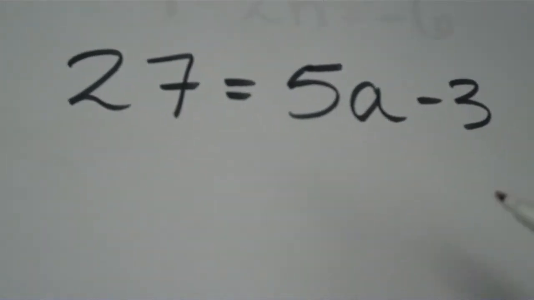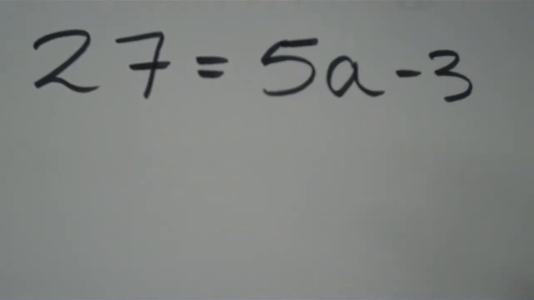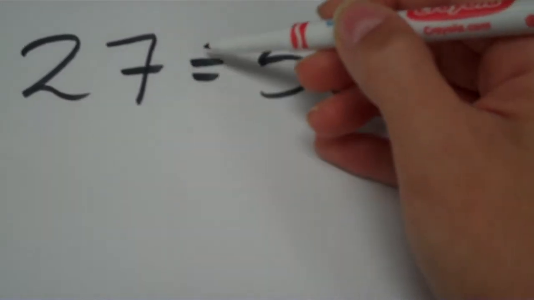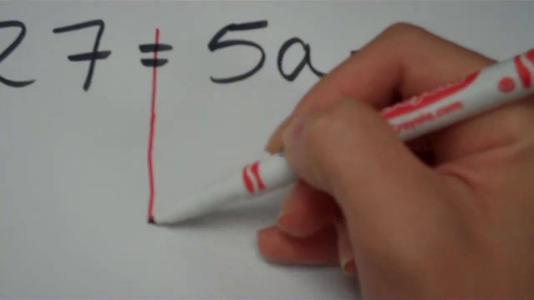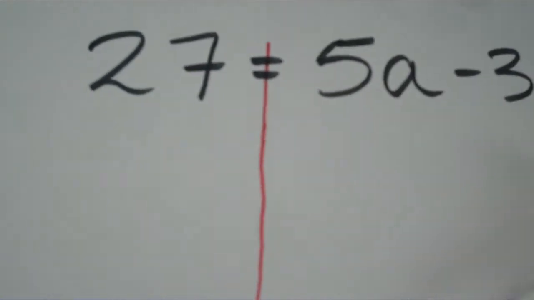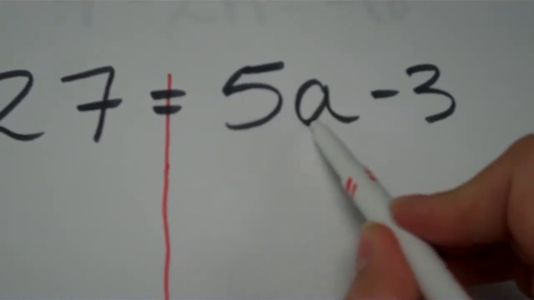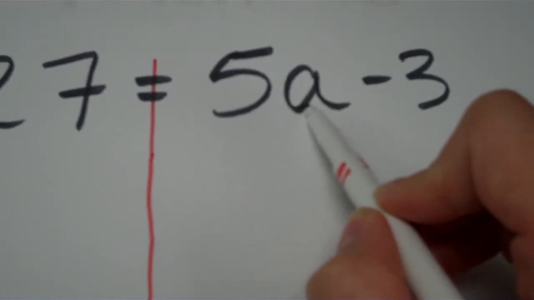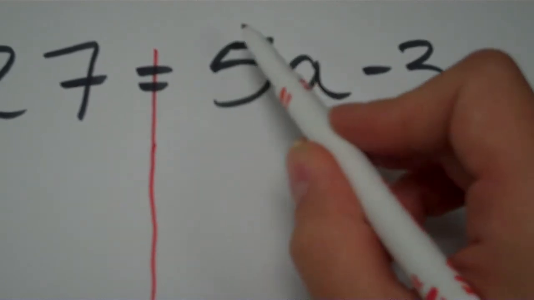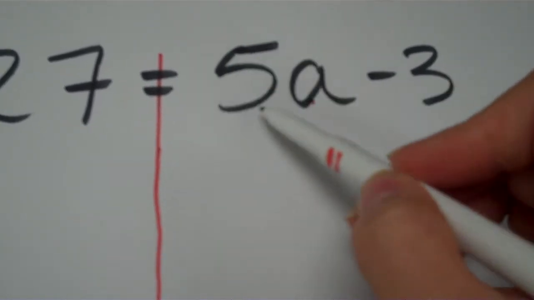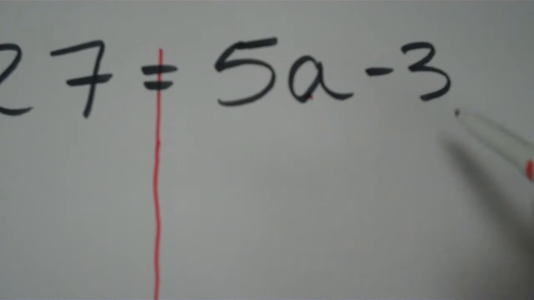Let's do another example. Write it down. 27 equals 5a minus 3. First thing we always do is draw the line. So who are you? You're the letter. That means you're A. Who's your best friend? Well, the guy hanging out with A is 5. So 5's going to stay, and we're going to kick out this other guy.